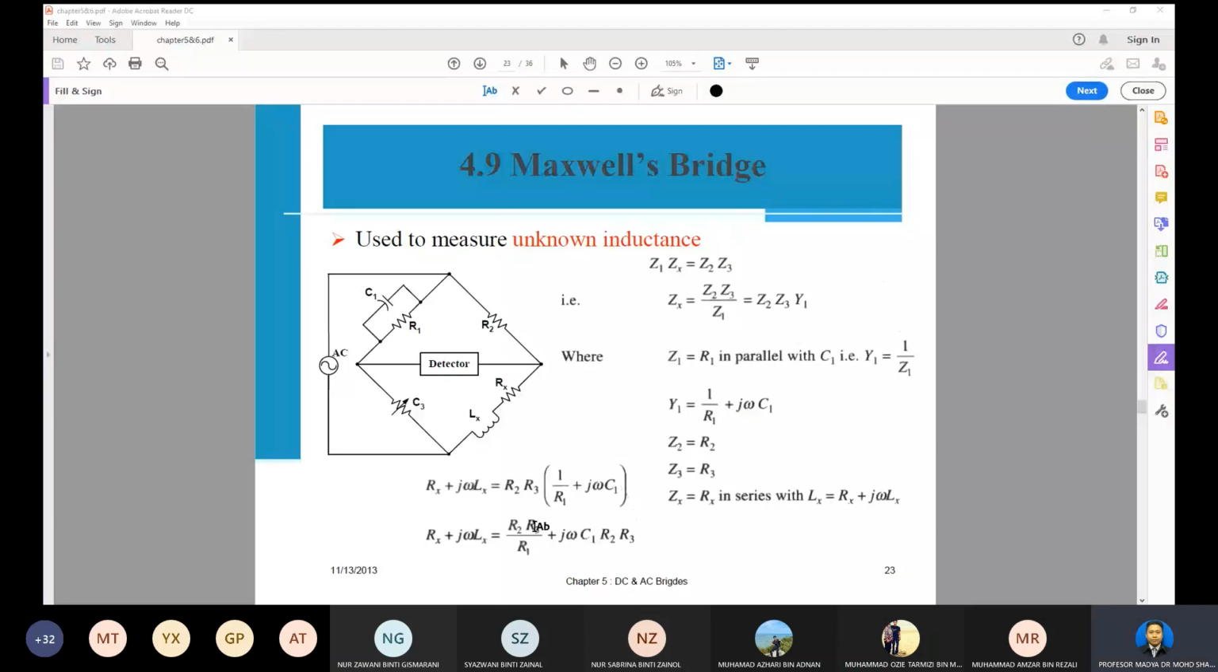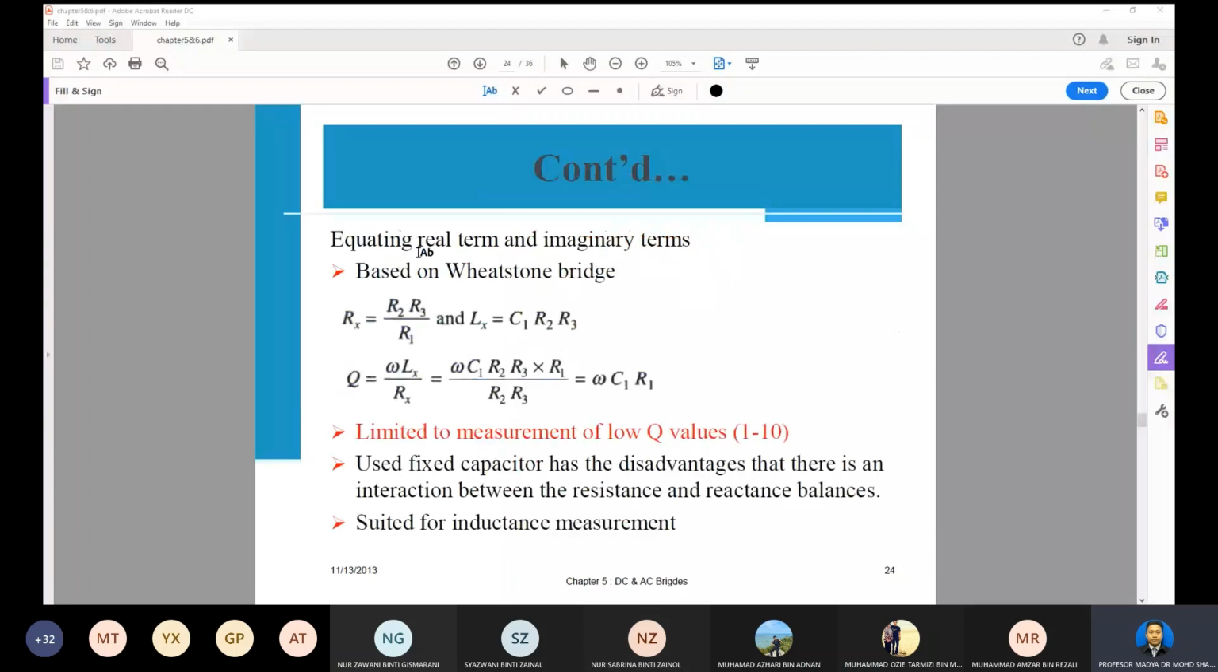And for the imaginary part, j omega Lx equals j omega C1 multiplied by R2 multiplied by R3. So that's why I mentioned to you, you just compare the real terms and imaginary terms. This is for the real part, and this one is for the imaginary part. And then from this we can calculate the Q.